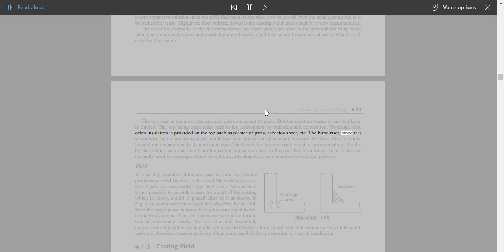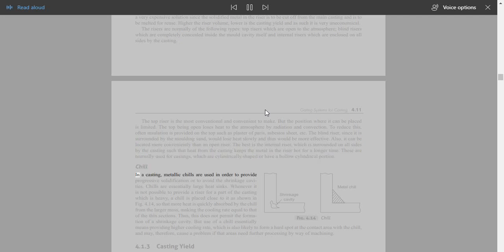The blind riser, since it is surrounded by the molding sand, would lose heat slowly and thus would be more effective. Also, it can be located more conveniently than an open riser. The best is the internal riser, which is surrounded on all sides by the casting such that heat from the casting keeps the metal in the riser hot for a longer time. These are normally used for castings, which are cylindrically shaped or have a hollow cylindrical portion.